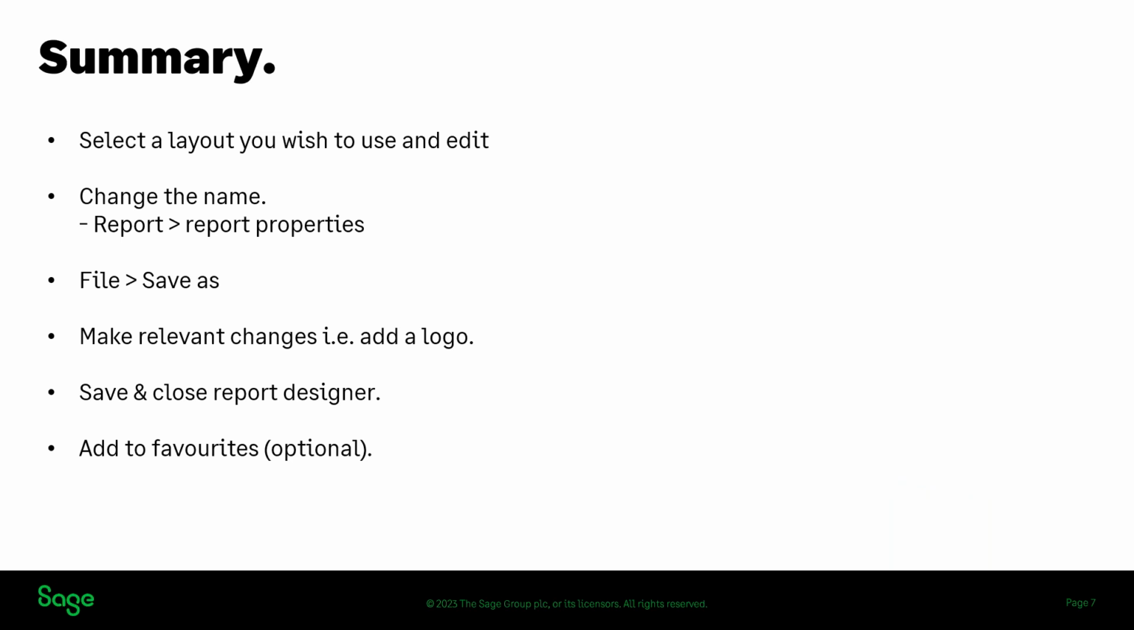So to start, you're going to select the layout you wish to use and edit. You're then going to change the name by going to Report, Report Properties. You then go to File and then Save As to make sure you've saved that as a copy. You then make the relevant changes, i.e. adding a logo. You then are going to save and then close Report Designer. And then again, you can add to favorites, which is optional.